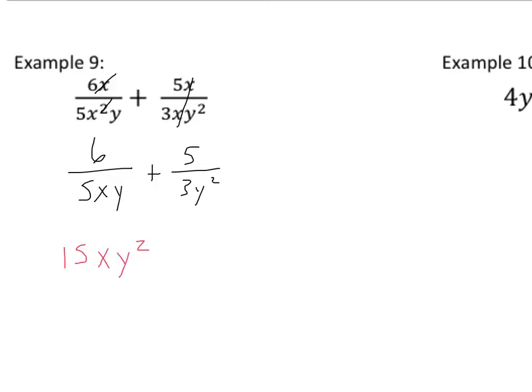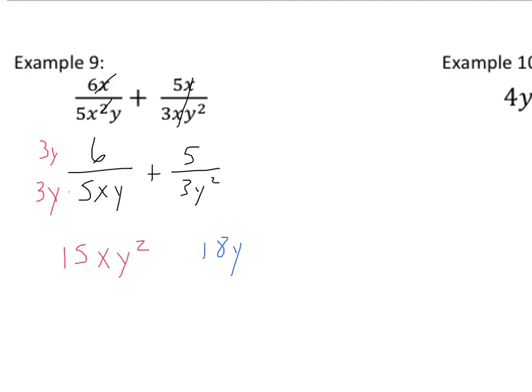So we ask ourselves, what would I multiply 5xy by to make it 15xy squared? Well, I'd multiply it by 3. That would give me 15. It already has the x, but it doesn't have enough y's. So I'd multiply by 3y to make it 15xy squared. But it's a fraction, so you must multiply top and bottom by the same thing in order for it to be proportional. That would give us 18y.